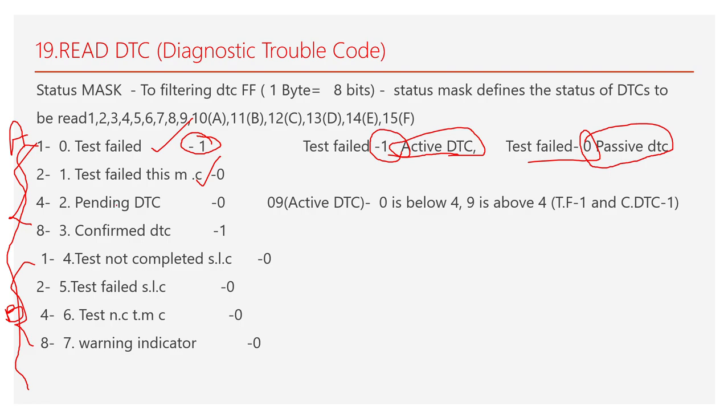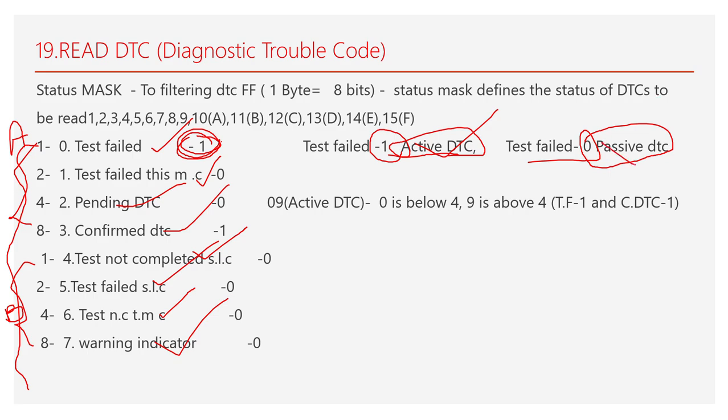See here, we have different partitions: the first one is the test field, then pending DTC, confirmed DTC, test not completed since last clear, test failed since last clear, test not completed this operation cycle, and the warning indicator. So based upon this test field bit, we can get active DTC or passive DTC.